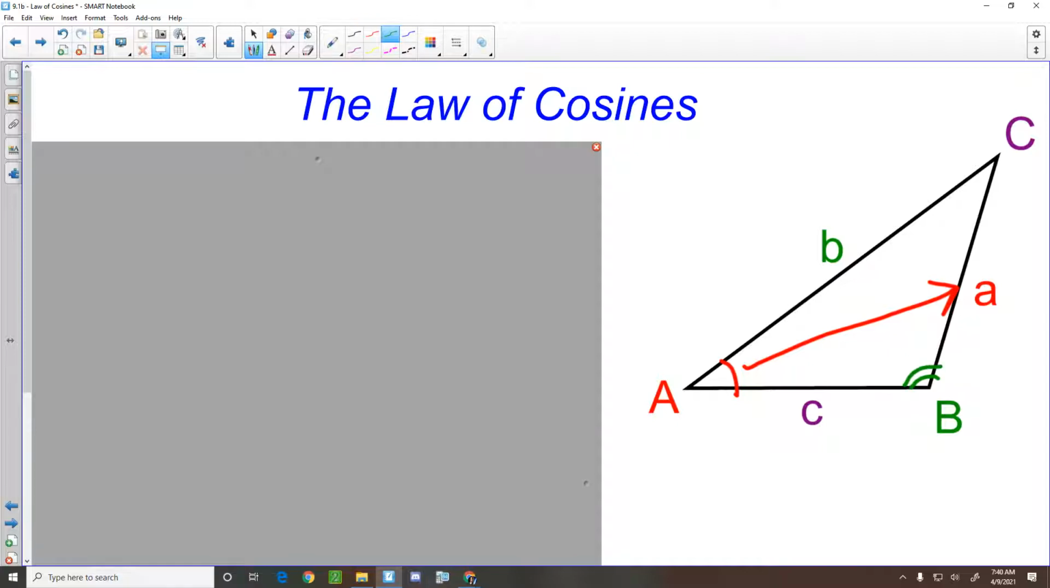So then if this is angle B, then all the way across from it must be side B. And then if this is angle C, all the way across that triangle needs to be side C with a lowercase c.